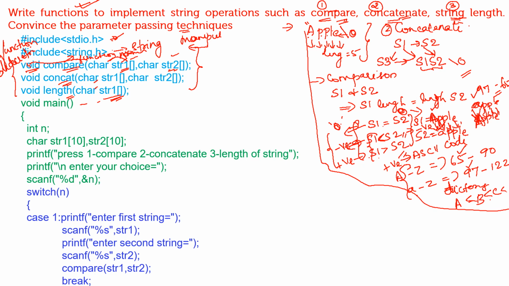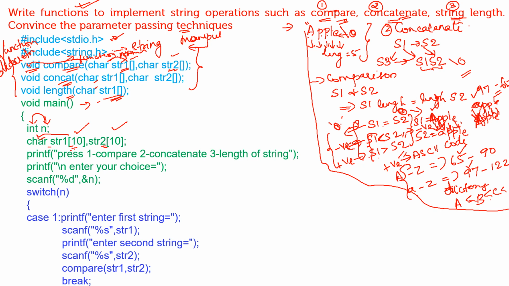After that, you are going for your main program. Void main, open the curly braces, then int n. What is meant by int n? You are declaring a variable of the data type integer. What is the second line? char string1[10], string2[10]. So here also these are variables, arrays with maximum size 10, of the data type character.